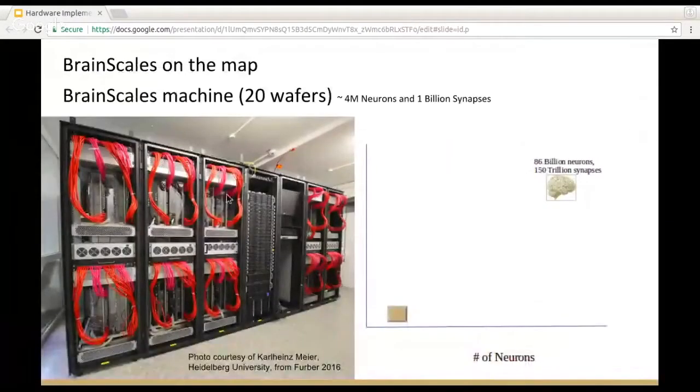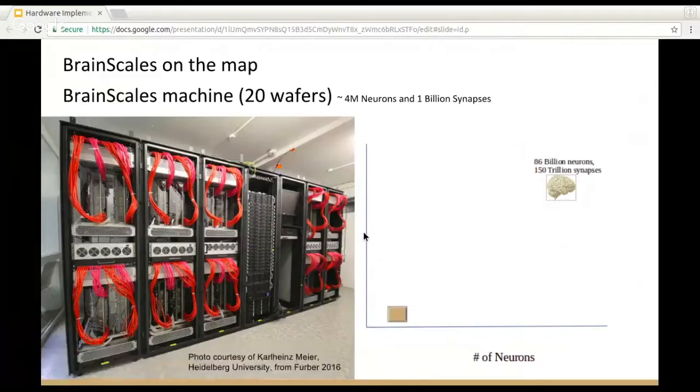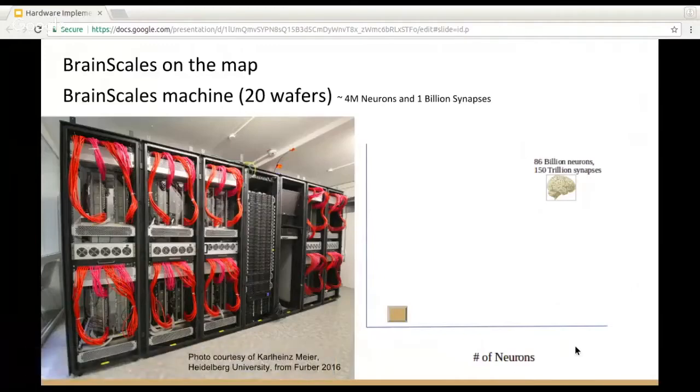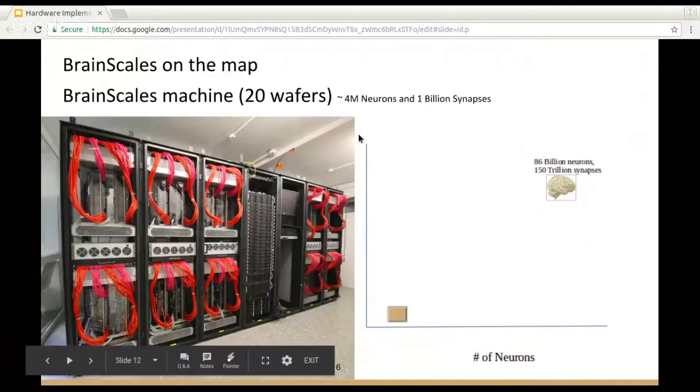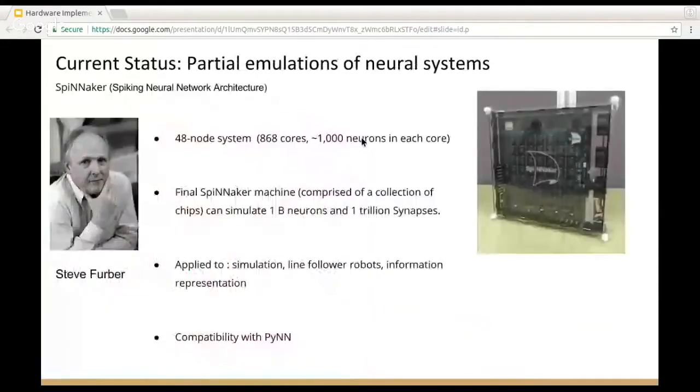Here is the BrainScaleS machine, which contains 20 wafers, and that's 4 million neurons and 1 billion synapses in this single machine. For comparison, you can look at the graph on the right side. Again, it's a comparison between the brain and this system, with the number of neurons and the number of synapses on the vertical axis. It can be considered a smaller system compared to the other neuromorphic systems, such as SpiNNaker.